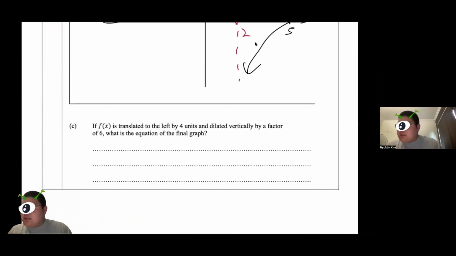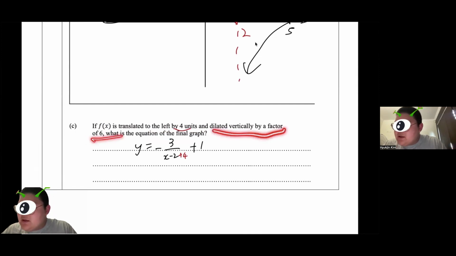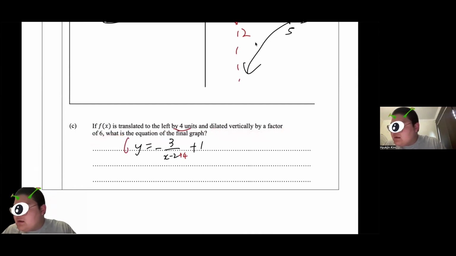If f of x is translated to the left by 4 units and then dilated vertically by a factor of 6, what is the equation of the final graph? Now, let's think about it like this. I like to just keep the separated version. And then it is translated by 4 units left, so I'm going to do plus 4. And then it's vertically dilated by a factor of 6. That means the whole thing just gets multiplied by 6.